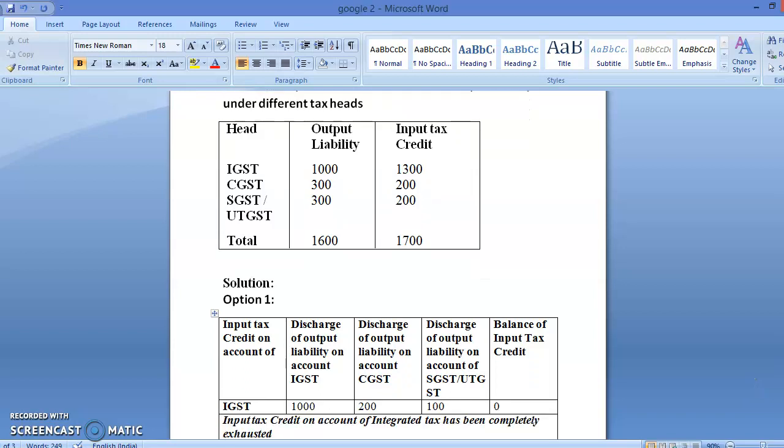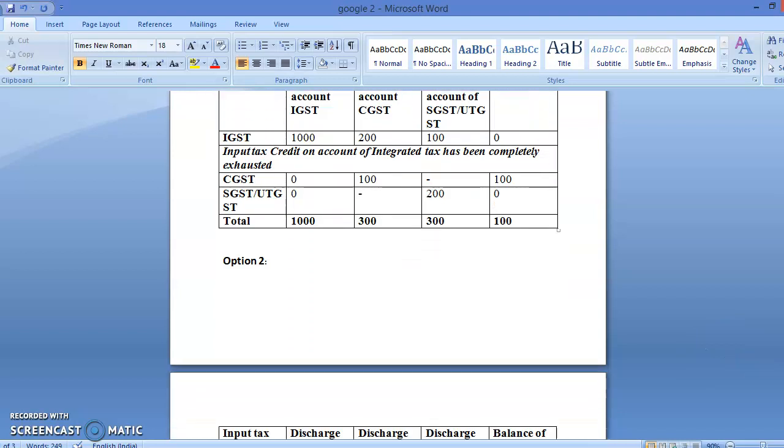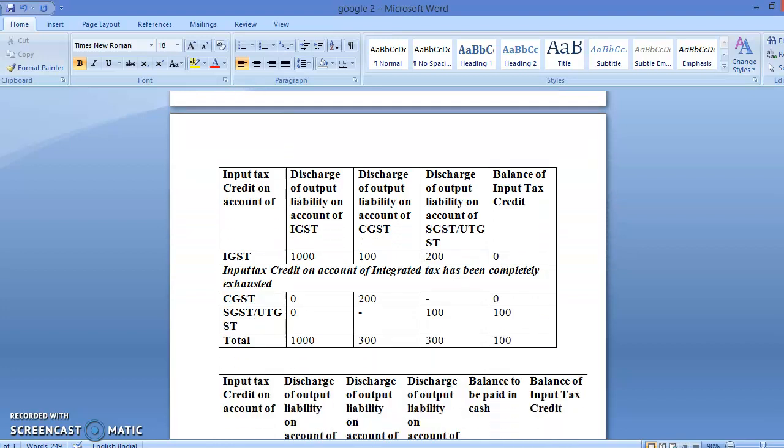In the second option, or in another way, you can discharge your output liability like this. IGST liability 1000 will be completely set off from the IGST credit available 1300. Out of 1300, 1000 rupees is used so the liability is completely paid, and the remaining 300, which I utilized in the first option to set off CGST 200 and SGST 100, I can utilize in a different way in the second option.